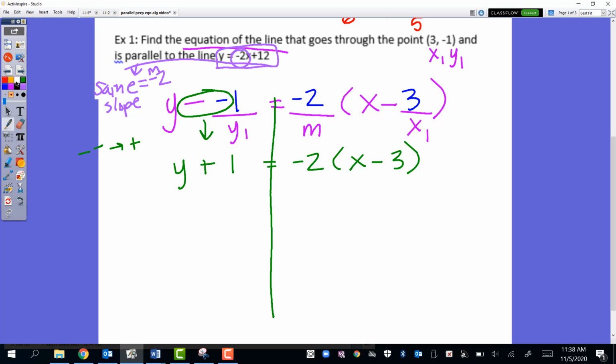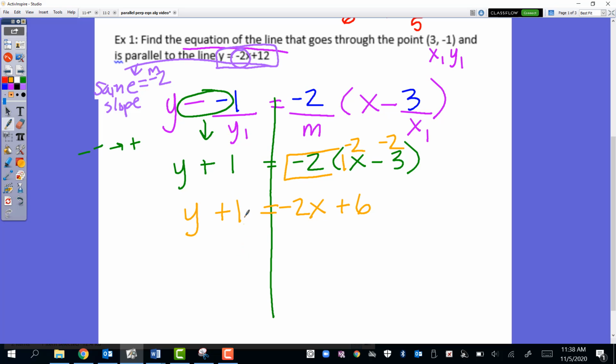Okay, so now I'm still solving for y. I got to get rid of the parentheses first, so that means I got to do this times negative 2, times negative 2 into the parentheses. So negative 2 times x, you would type that in Desmos, negative 2 times 1x. It was negative 2x. Negative 2 times negative 3 is positive 6. This side drops down, stayed the same.